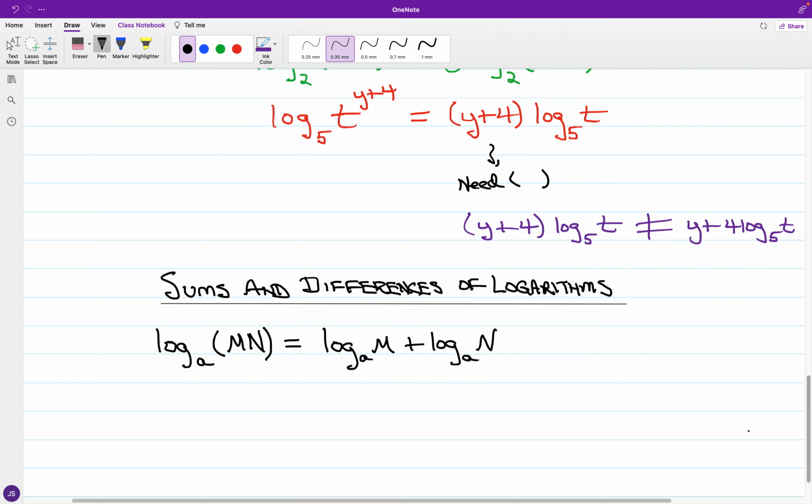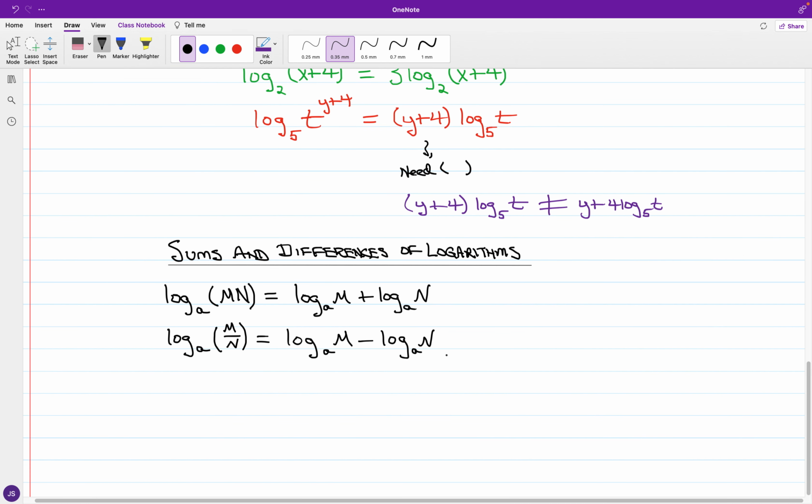Now for what I have between m and n, say if I have the base A logarithm of m over n, in the expansion where multiplication implies addition, in this case division is going to imply subtraction. The base A logarithm of m over n becomes the base A logarithm of m minus the base A logarithm of n. So this is what I have in the case of expanding.